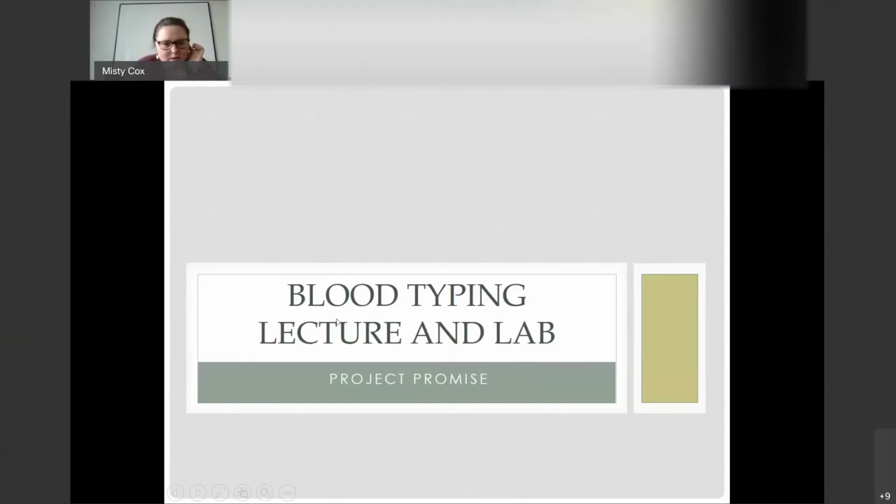So today we're going to talk specifically about blood typing. You may have learned a little bit about this in some of your science classes or your biology classes, but today we're going to talk about blood, the contents of it, and specifically red blood cells. Next slide, please.